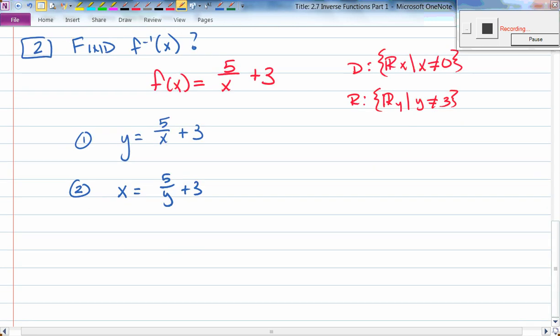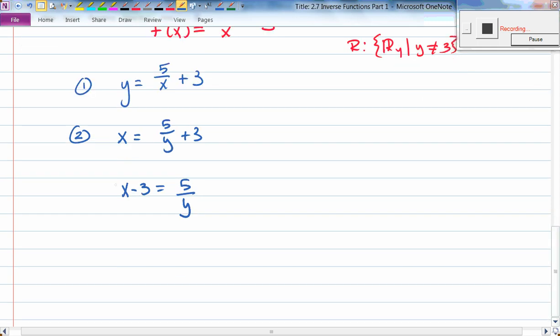So step 1, we let f of x become y. Step 2, we switch x and y, because when we then apply step 3, we end up algebraically solving for the inverse function. That's why we switch these things. So if I want to solve this for y, I'd say x minus 3 is equal to 5 divided by y. Now, if x minus 3 equals 5 over y, what does y equal? Yeah, very good. So y is equal to 5 over x minus 3.